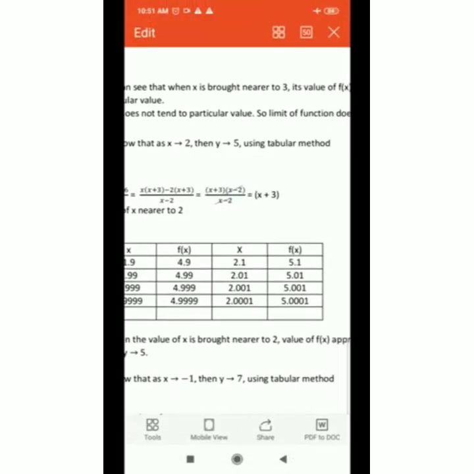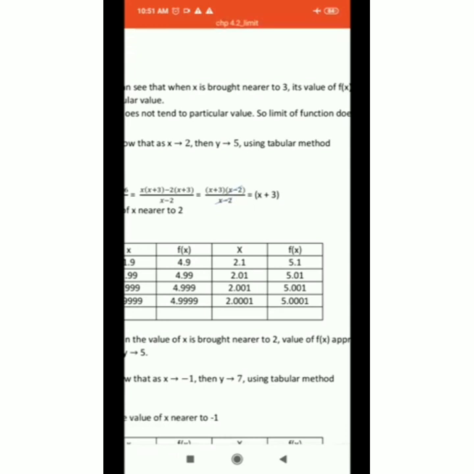That is, we can see that when we are decreasing the value of x, we get it to 5. Now let us see when we are increasing. So we get 2.1, 2.01, 2.001, 2.0001. So we get the answer of f(x) as 5.1, 5.01, 5.001 and 5.0001. So we can see that when x is tending to 2 or brought nearer to 2, the value of f(x), that is y, will approach 5, from 4.9999 and 5.0001.